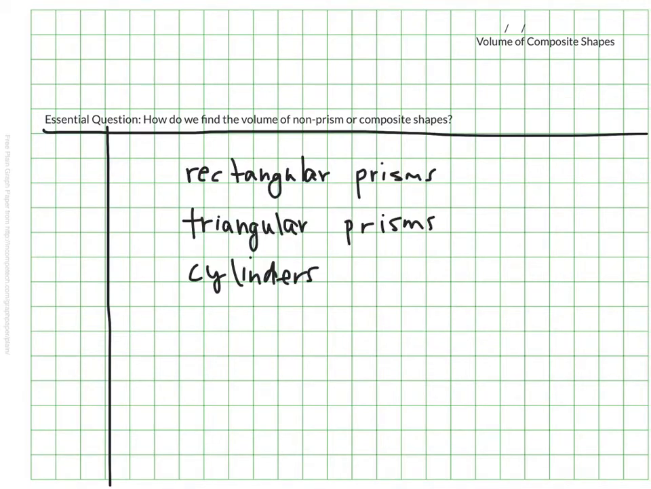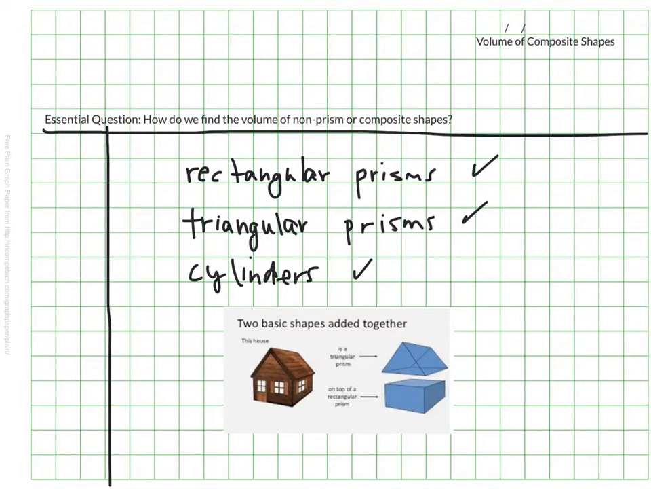So we have worked with regular prisms, we've worked with triangular prisms, and we've worked with cylinders, but there are certainly some shapes that are made up of multiple different prisms together. Like this house, for example, right? If we wanted to find the volume or the space that was inside this house, we might see it as a combination of a triangular prism and a rectangular prism and find the volume of both and then add them together, right? You can find the total volume using that strategy. So we're going to look at a few examples of doing just that.